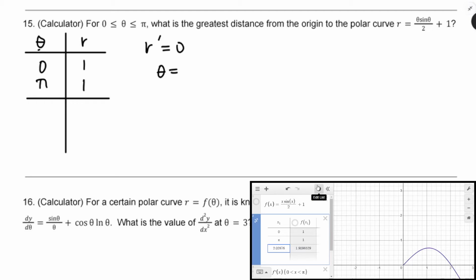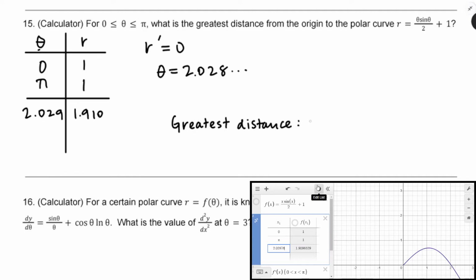Okay, so we got 2.028 dot, and then I have that 2.02, that's 0.29 if we're rounding, get 1.909 or 1.910. Okay, so the greatest distance, we have to be very careful about what they're asking for, is going to be 1.910.